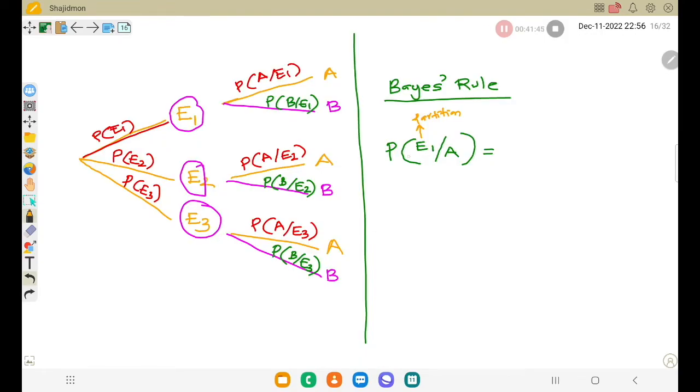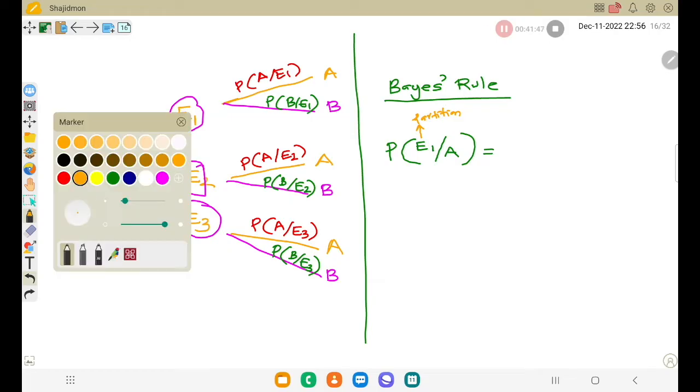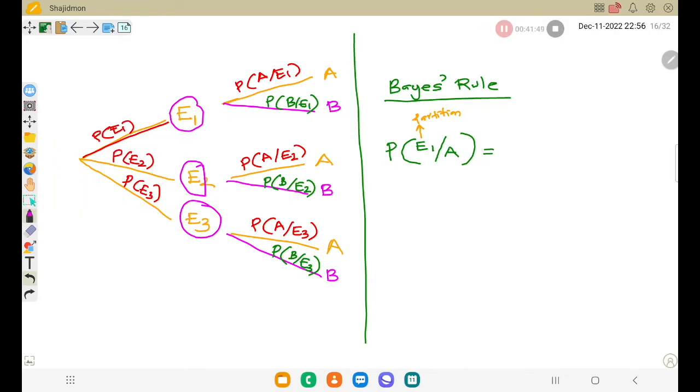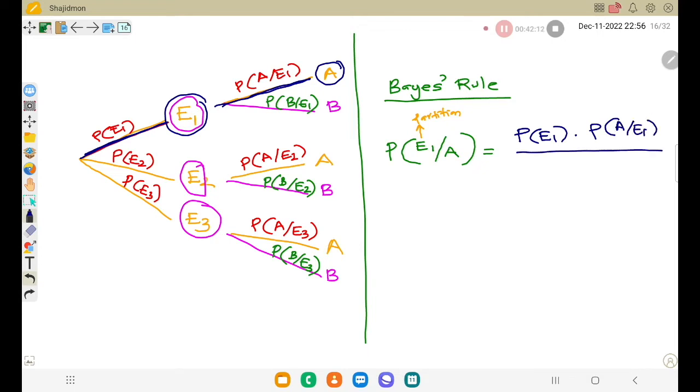So here what we write, for example, probability of E1 given A. Okay, E1 means only we are taking the first partition. So on this side what is the probability? See this one multiply this one. This is the probability of E1 given A. That means we can write probability of E1 multiply probability of A given E1 divided by total probability.